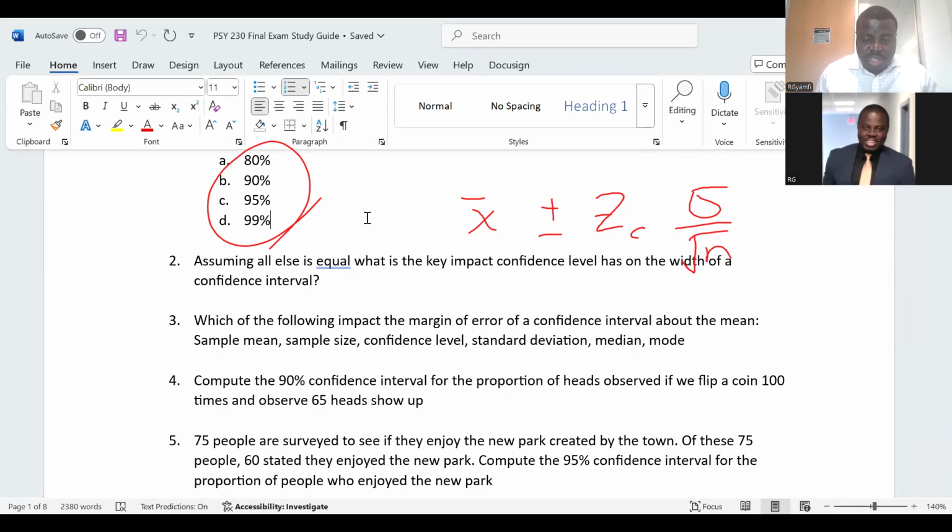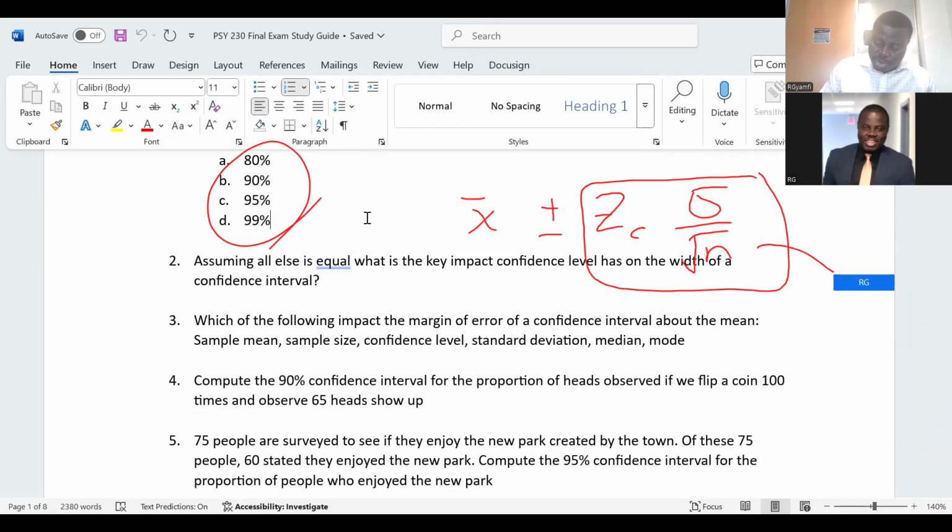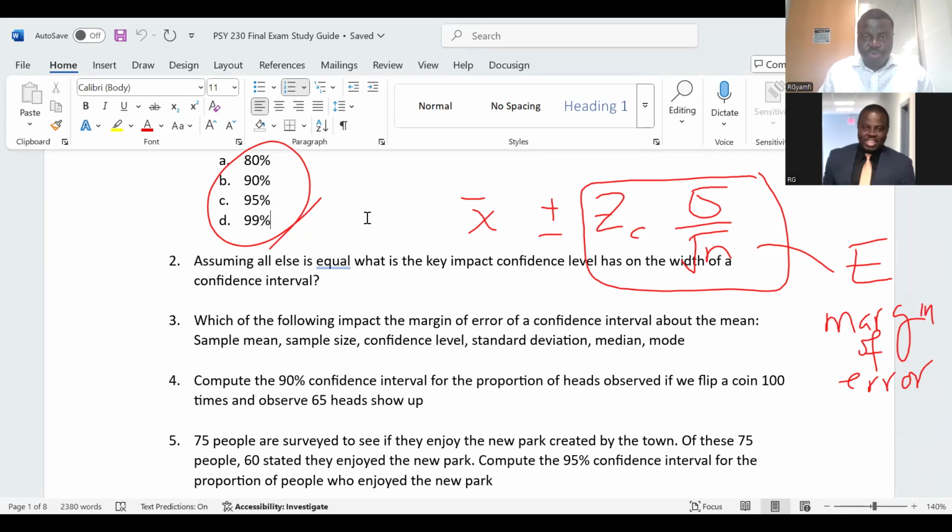Now, the plus or minus gives us the width, right? You have the sample mean, and you find the margin of error. This is the margin of error, which is represented by an E. You find your margin of error, and then you add it to the sample mean and subtract it from the sample mean. Now, assuming all else is equal, which means that these will stay the same.